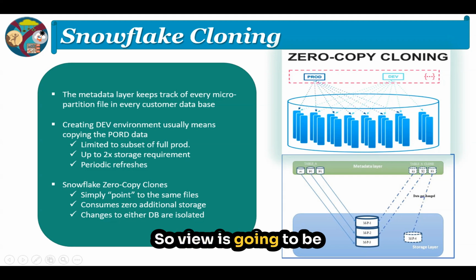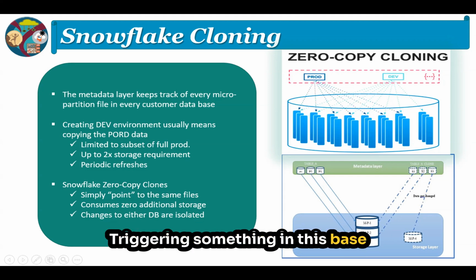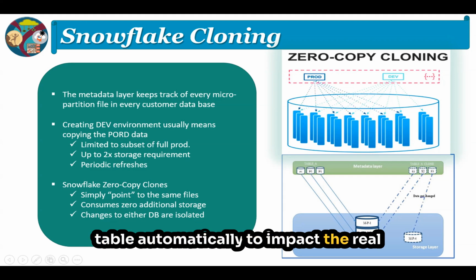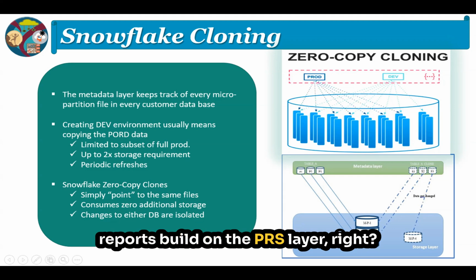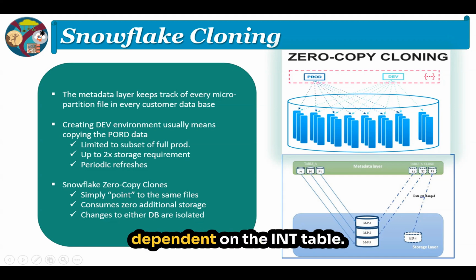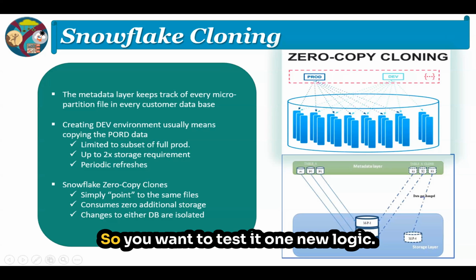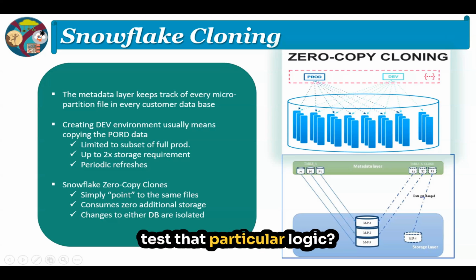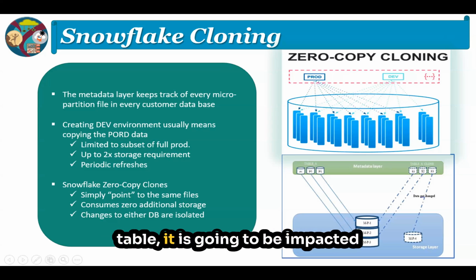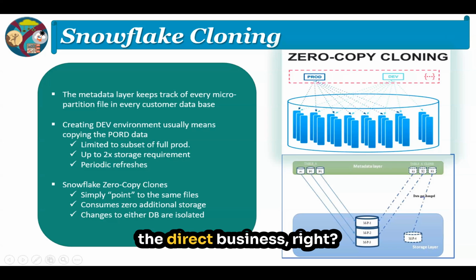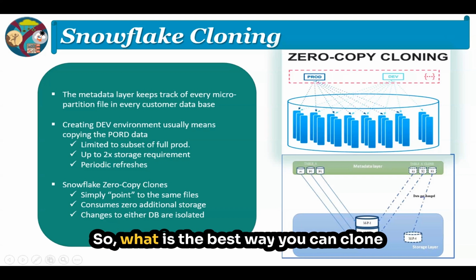So views are going to be consumed by the business, and if you trigger something in this base table, it will automatically impact the real-time reports, because all the reports are built on the PRS layer, right? And the PRS layer views depend on the int table. So you want to test a new logic. How are you going to test that particular logic? If you apply that logic directly to this int table, it is going to impact the business directly, right? That is not a recommended way. So what is the best way?